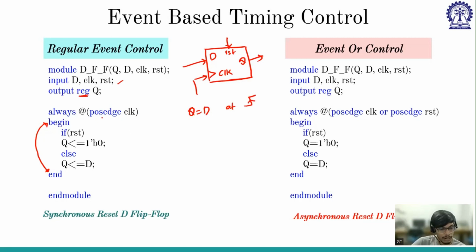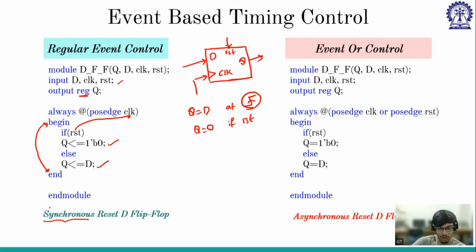At the positive edge of clock, I will check if reset is there. If reset is there, then Q is 0, right? Q equal to D at this, and Q equal to 0 if reset. Now, how is this reset happening? Reset is synchronized with the D flip flop. Whenever there is a positive edge at the clock, only then we are checking whether the reset is 1 or 0. If reset, then we are giving Q 0, else we are passing D to Q. So this is synchronous because the reset is synchronized with the clock.